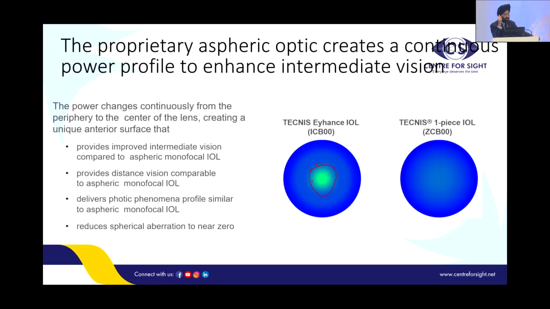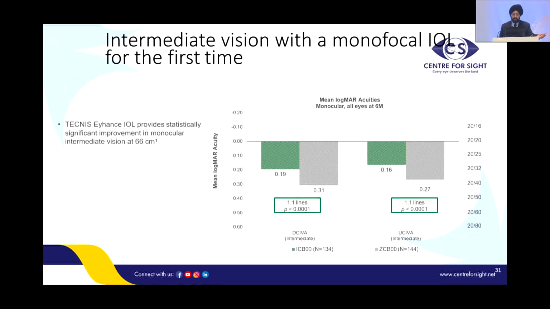So it provides improved intermediate vision without compromising on the distance vision. That is the main key thing. It does not compromise on the distance vision, and the distance vision is comparable to any good aspheric monofocal lens. It delivers a photic phenomena profile which is similar to the aspheric monofocal and, because of the negative asphericity like in the Technis, it tries to reduce the spherical aberration to near zero.